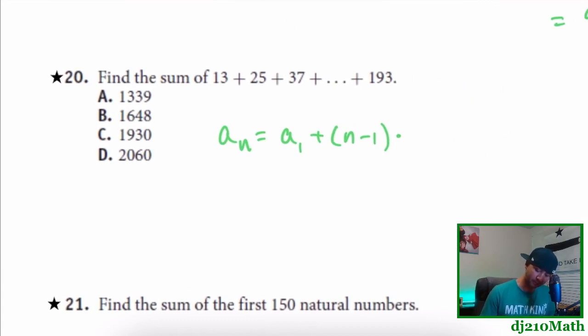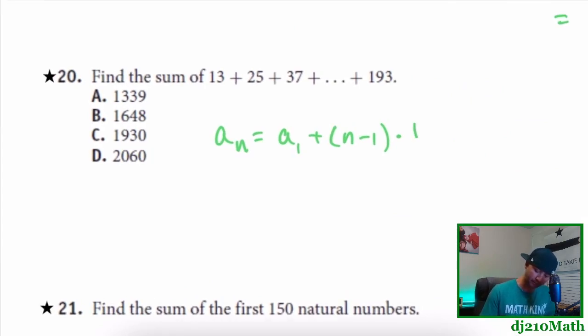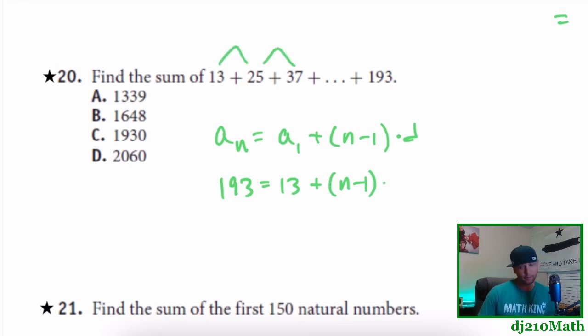All right, so common difference. So a sub n, which is 193, right? Because it's the last one, is going to be equal to the first term plus n minus 1, common difference of plus 7 plus 5, 12, plus 12. Yeah, so 12 is the common difference.